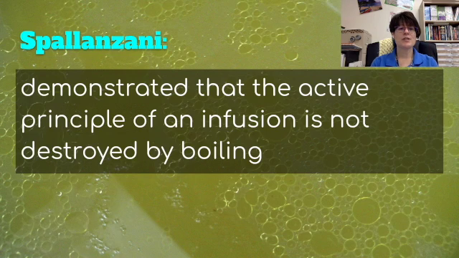Spallanzani demonstrated that the active principle of an infusion is not destroyed by boiling. So it was the active principle that was believed to produce the organisms. What he did was he made an infusion, okay, using wheat and boiling it. And after boiling it, he let it sit. And he discovered that things grew in it even after boiling. Again, he didn't have enough controls because he left it open to the air.